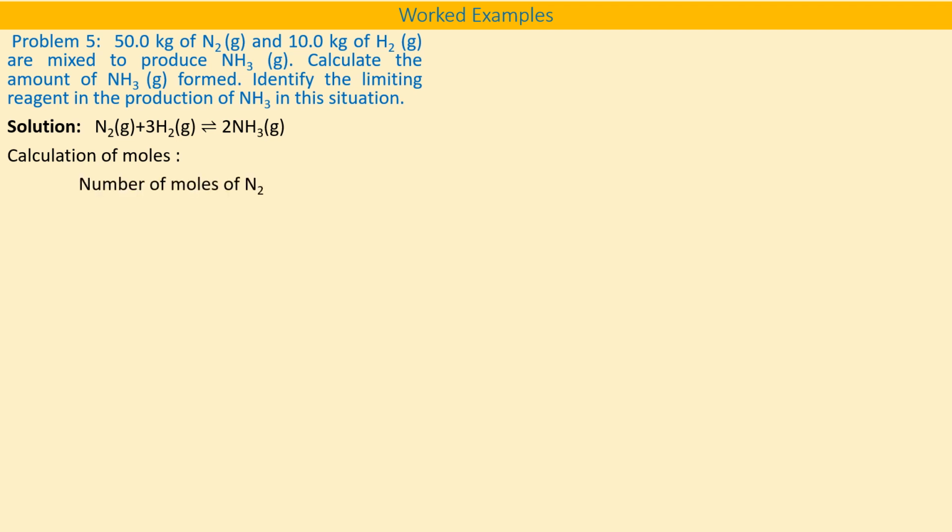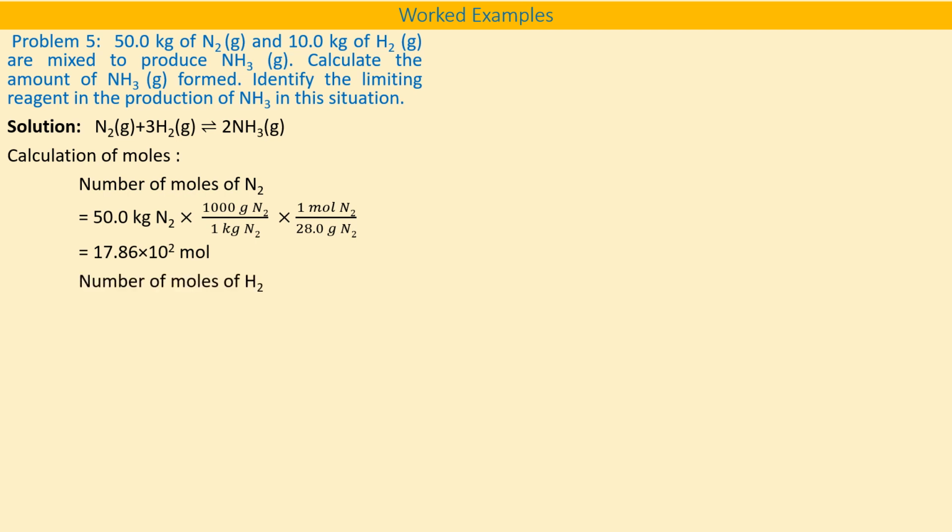Number of moles of nitrogen equals 50 kg of N2 multiplied by 1000 grams of N2 divided by 1 kg of N2, multiplied by 1 mole of N2 divided by 28.0 grams of N2. Simplifying, we get this value as 17.86 × 10^2 mole.